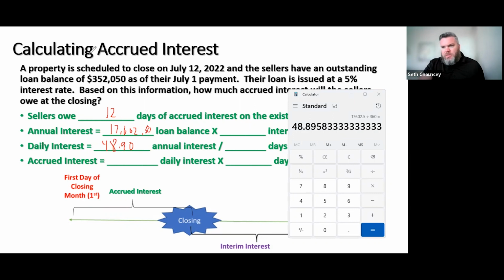And so days that they're responsible for times $48.90, their accrued interest would be $586.80. And this is why your balance is not your loan payoff. So what would happen is you would have to pay your loan balance off at closing, plus you would have to pay the bank for your accrued interest. So you would add them together to figure out what your loan payoff is, $352,636.80. That would be your loan payoff.